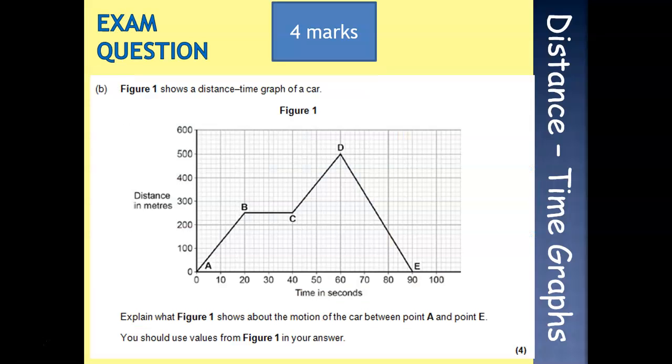If you could pause the video, you've got a 4-mark question there, distance time graph of the car. Explain what figure 1 shows about the motion of the car between point A and point E. Use values from figure 1 in your answer. 4 marks available. Pause the video, give yourselves 4 minutes.